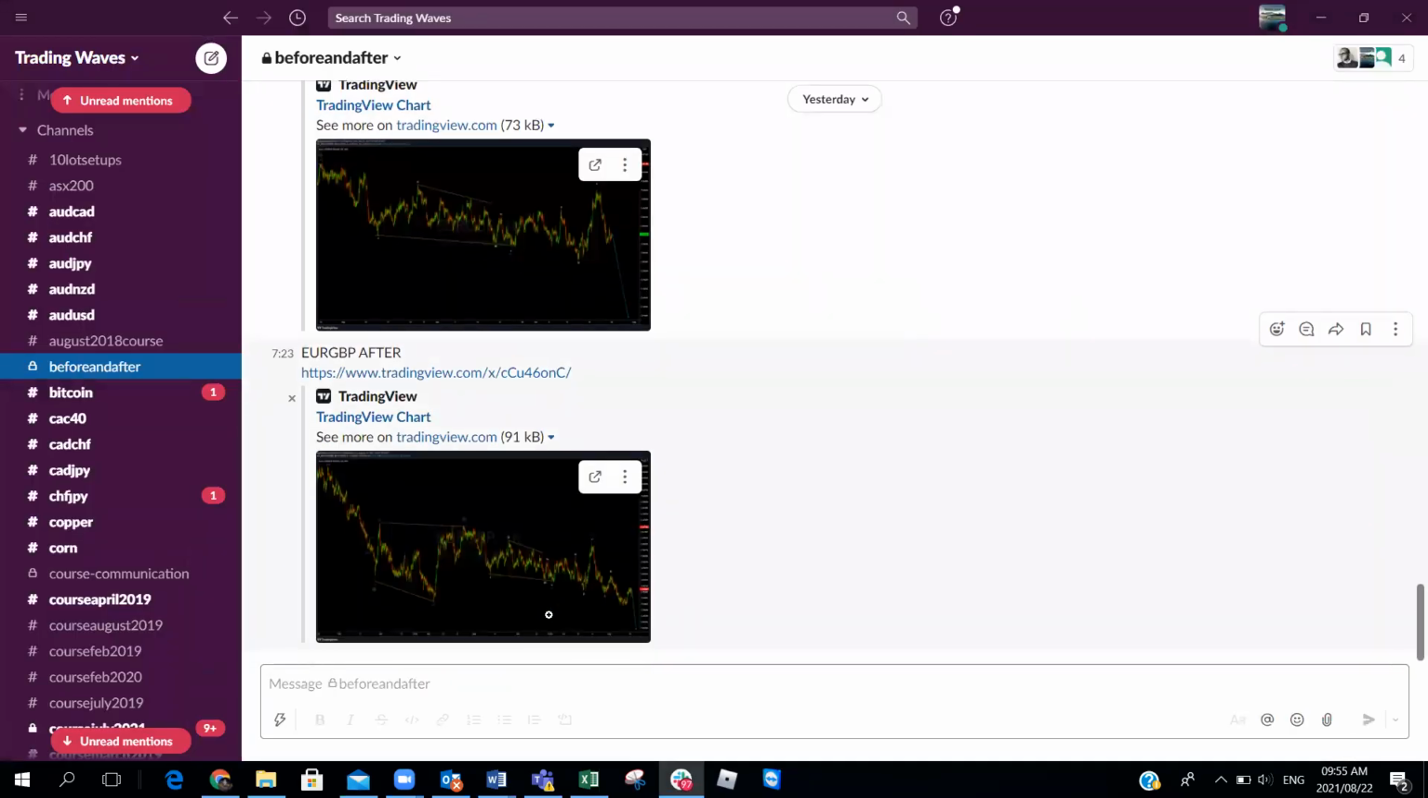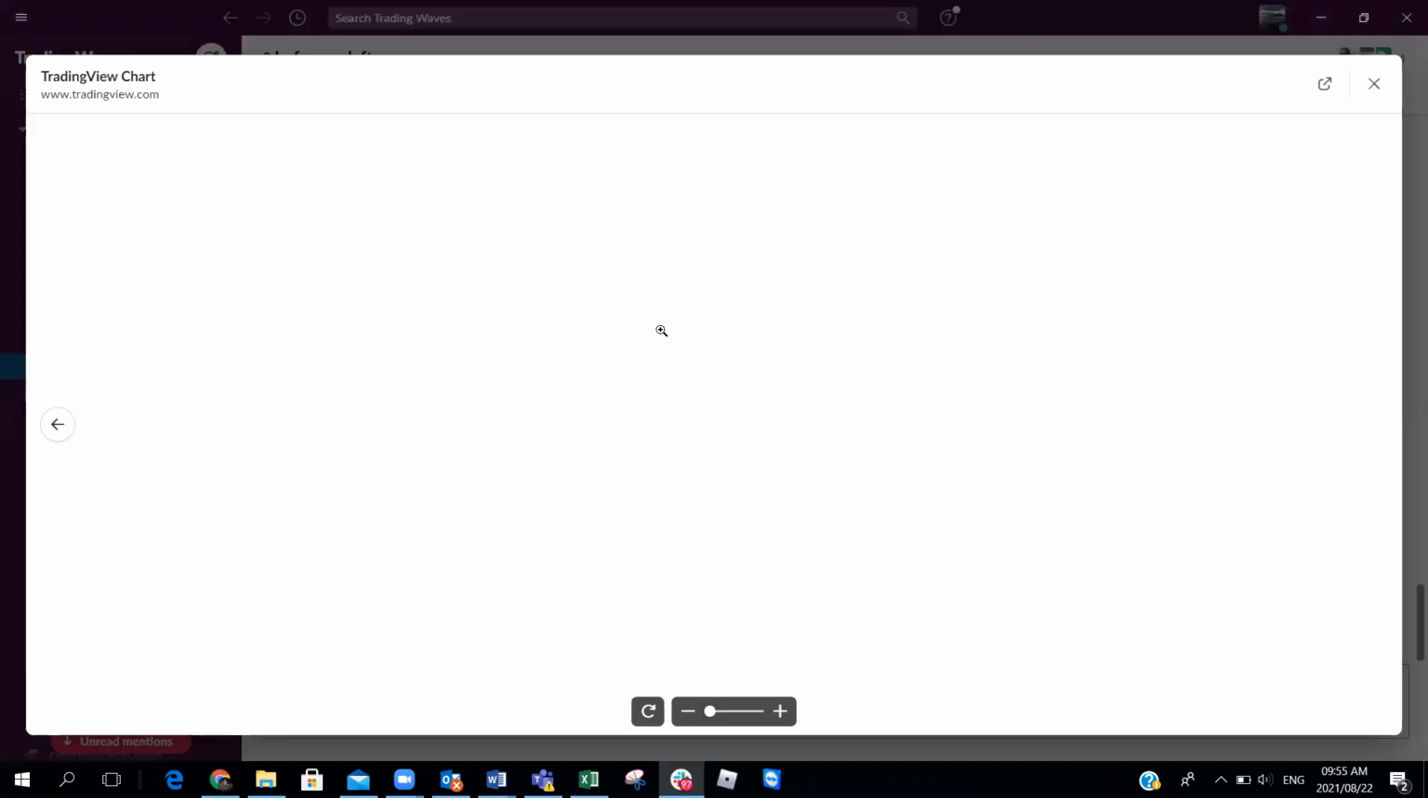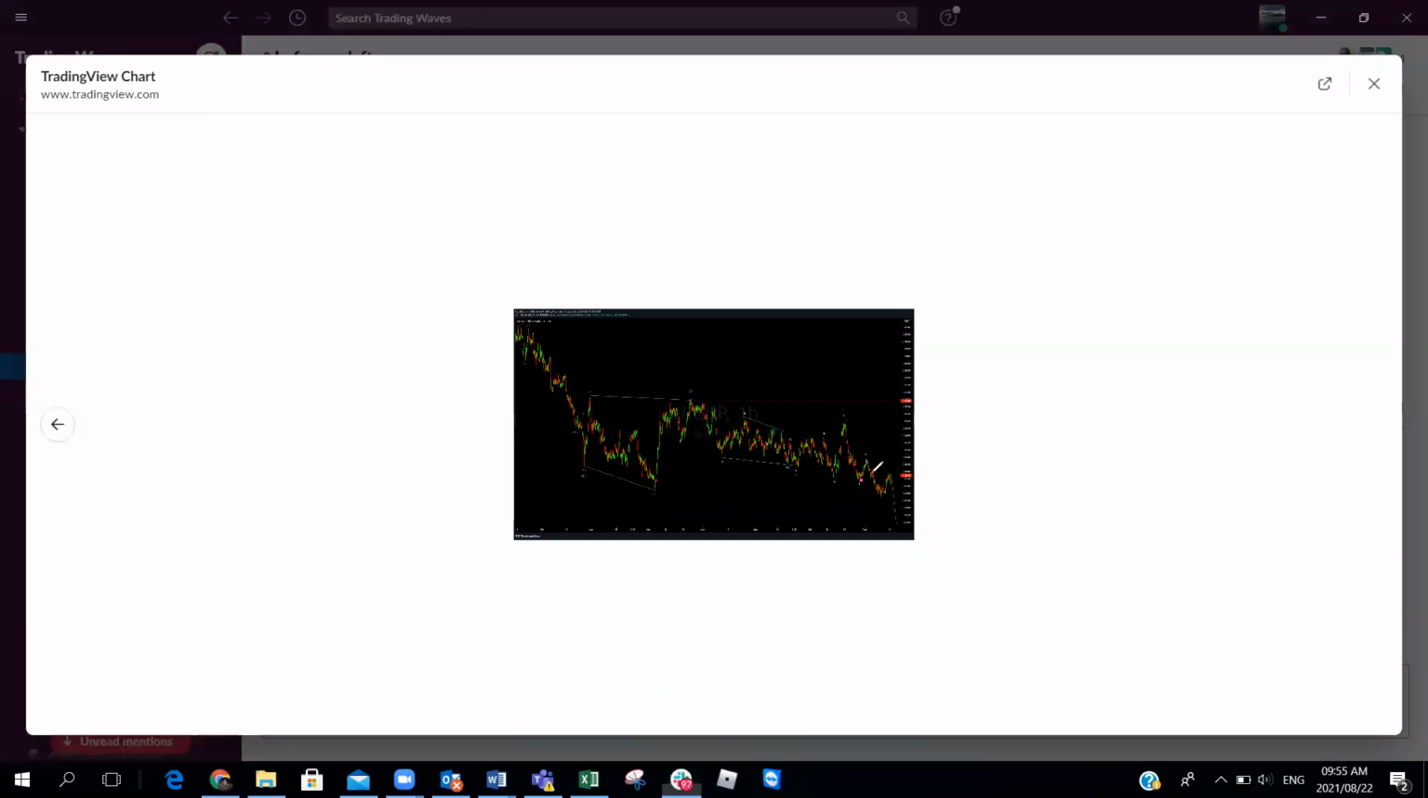Let's have a look at the structure here on Euro Pound. So we've got the move to the downside. We focused on the move to the downside and we expected this one to make a bounce here. So I'll go in a bit more detail on Euro Pound because we've actually got a very interesting structure on Euro Pound. So let's have a look at how that will play out. So these are the trade recaps. And that's how the market played out in the last week.